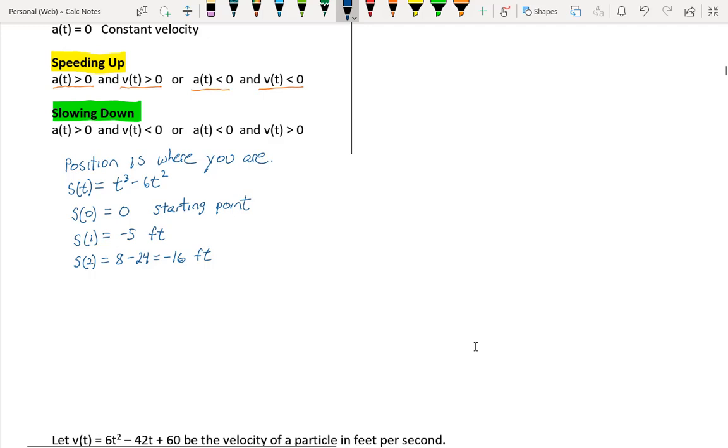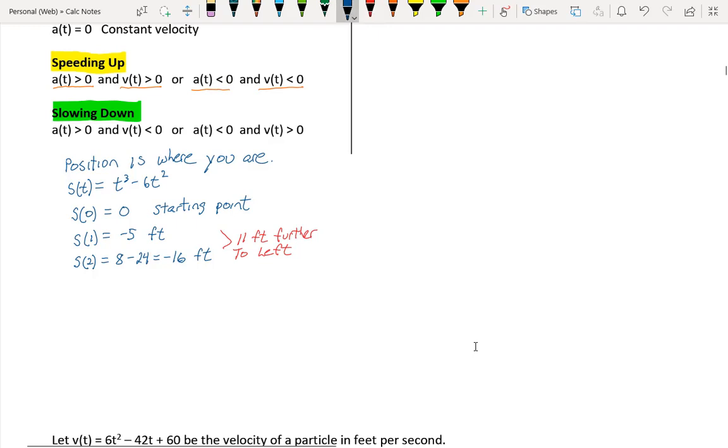So it doesn't mean that I've traveled 16 feet further to the left. It means that I've traveled 11 feet further to the left. So between 0 and 1 second, I traveled 5 feet to the left. Between 1 and 2 seconds, I traveled 11 feet further to the left.